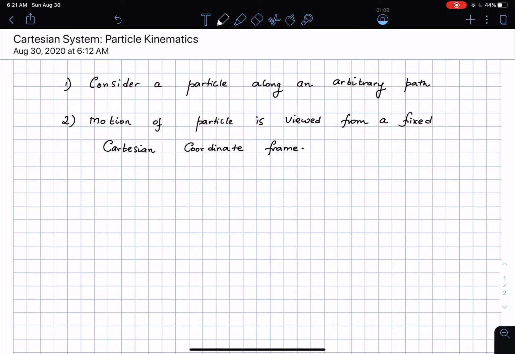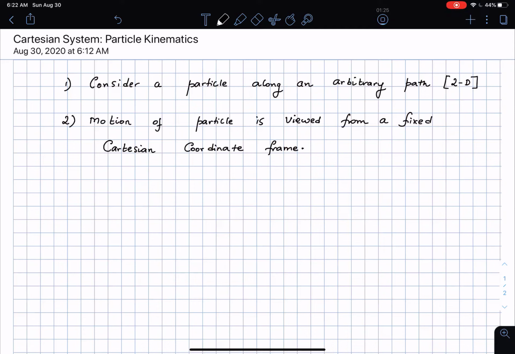Now, one of the things that we will consider in this course is only two-dimensional motion. So this is going to be a two-dimensional trajectory. We will not be doing anything with regards to three-dimensional dynamics in this particular course.